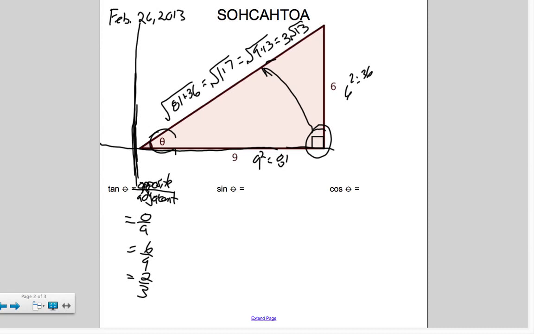So humor me, take out your calculators. Let's find out what theta is. So in order to find out what theta is, we need to take the tan inverse of 2 over 3. So tan inverse of 2 over 3 is 33.69. Okay.